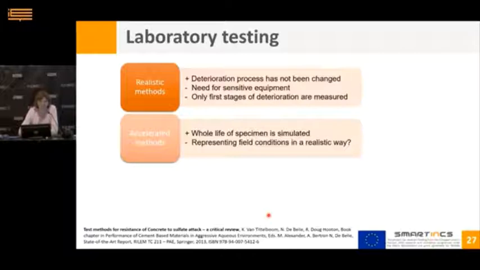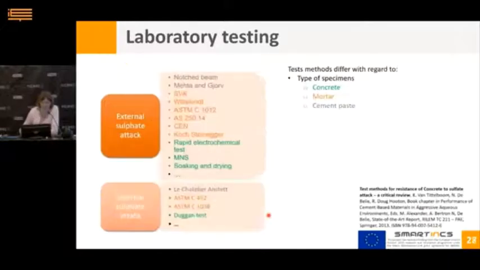So first of all, if we can apply a realistic method, that's of course always the best solution, because then the deterioration process you didn't change, so you really reflect what is happening in the field. Problem is, of course, that you need very sensitive equipment to follow up this sulphate attack under realistic conditions, and that you probably will only be able to monitor the first stages of the degradation. If you can do accelerated tests, the positive aspect is that you can have the whole life of the specimen simulated, but the question is how representative is it now for your field conditions?